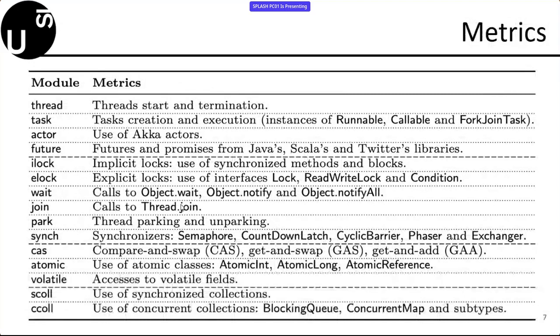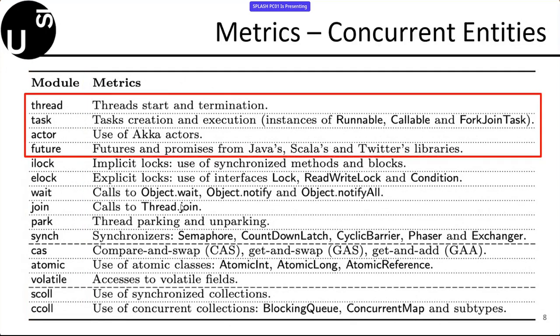Regarding metric collection, the collection of metrics in P3 is organized into modules that can be enabled and disabled individually. Each module allows the profiling of multiple metrics, as you can see here in the slide. We have 4 modules that focus in particular on the use, the creation, and the execution of concurrent entities.